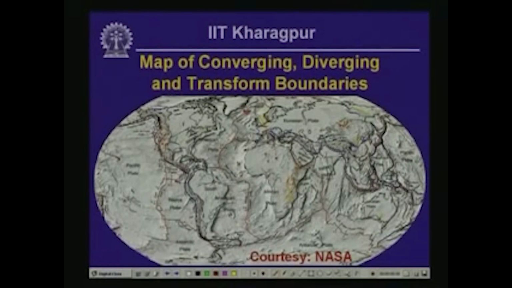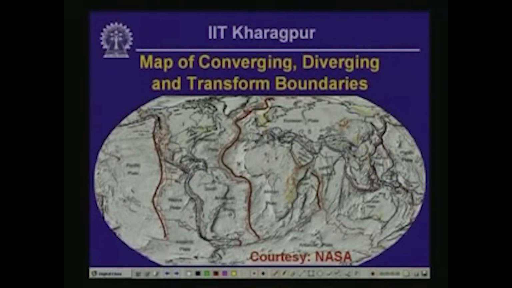So the red coded plate boundaries here, such as these, such as here, here, and here, they represent spreading boundaries where ocean floor is spreading apart, and the researchers have also estimated a rate of spreading.